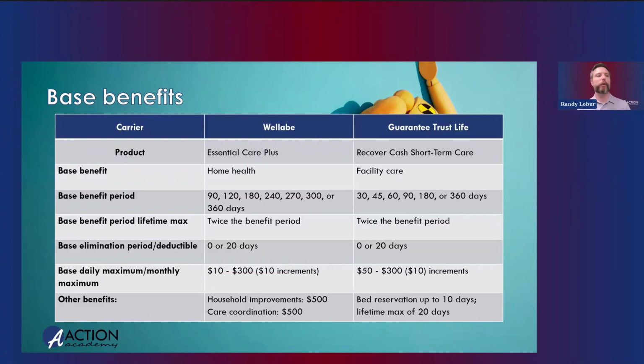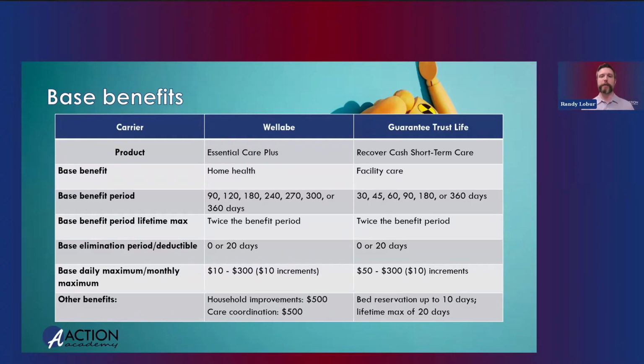Both have a choice of $0 or $20 elimination periods. And both of them work in $10 increments when you're looking at the coverage amounts. Wellaby, because they're focused on that home health care, goes from $10 to $300 in $10 increments. Guaranteed Trust Life starts the floor a little bit higher, $50 to $300 per day on that side, because again, the plans are structured a bit differently on what they see as the base benefit.